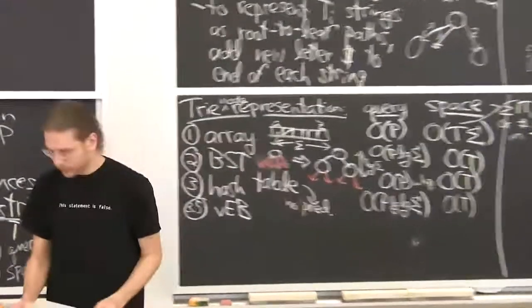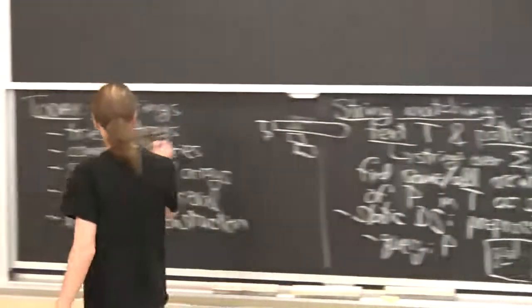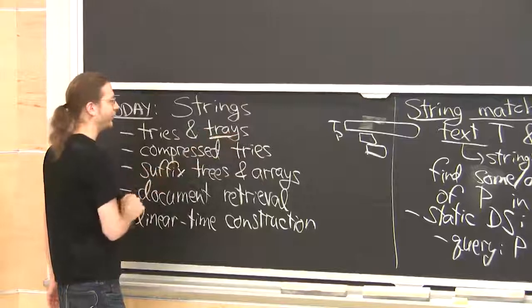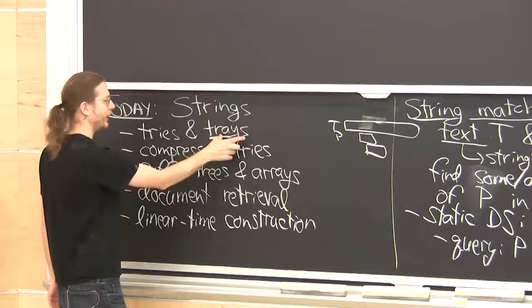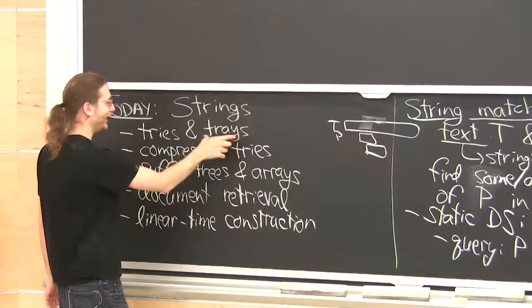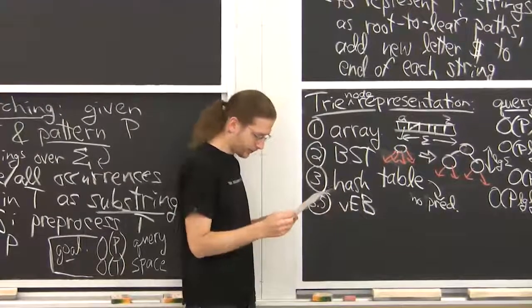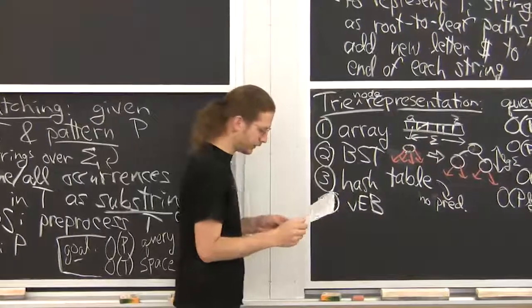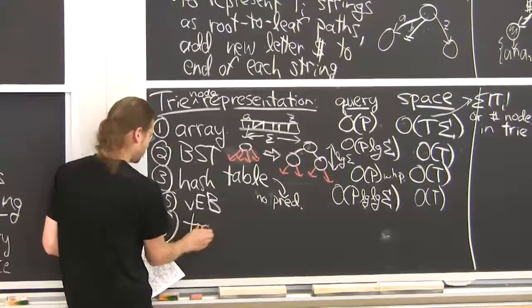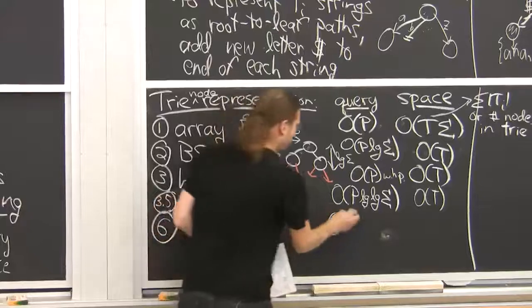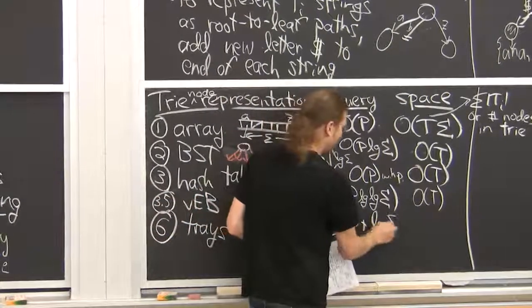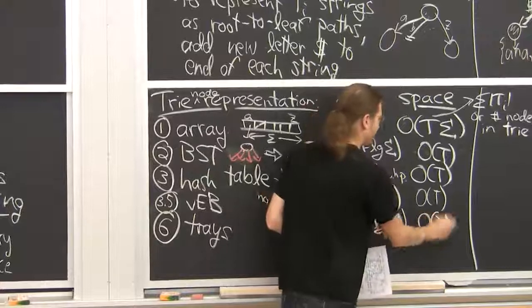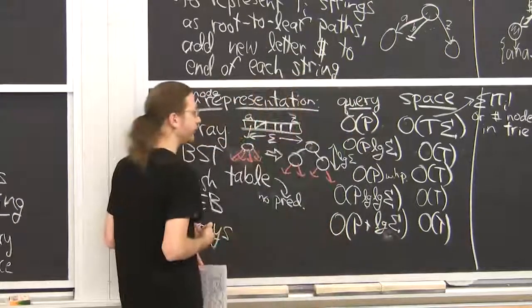And this is normally done with a structure called trays, which is a portmanteau, I guess, of tree and array. Somewhere in there, there's a tree and an array. So it's a bit of an awkward word. Those were developed by Cole, Kopelowitz, and Lewenstein in 2006, so a fairly recent innovation. Trays achieve order P plus log sigma time and order T space.